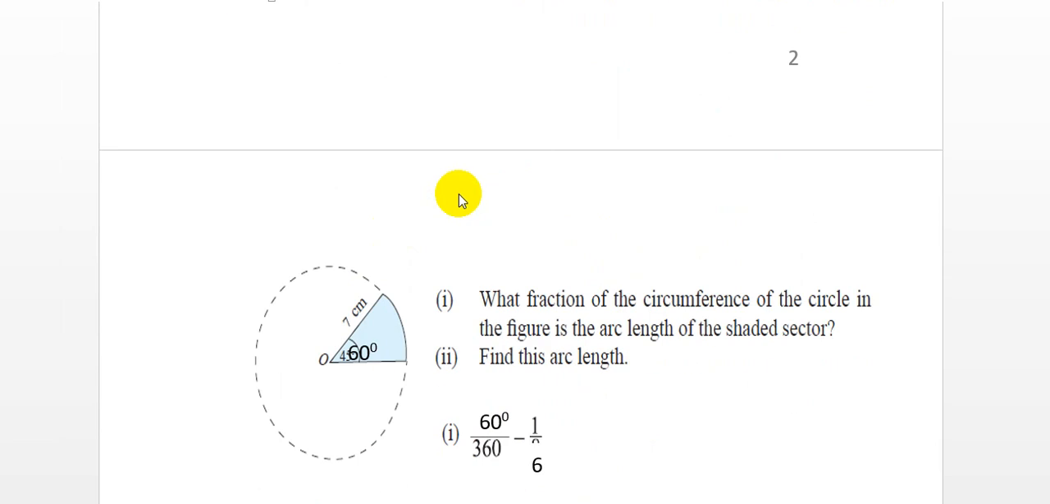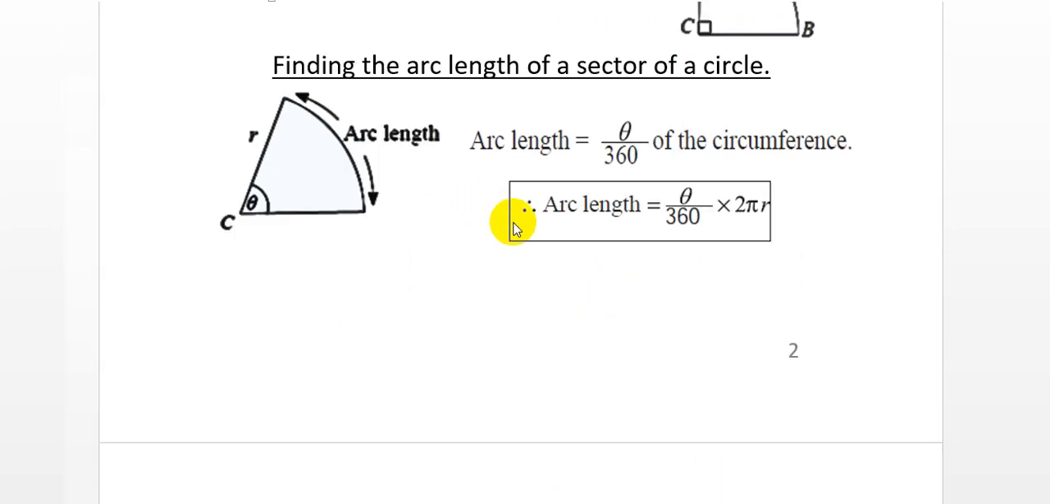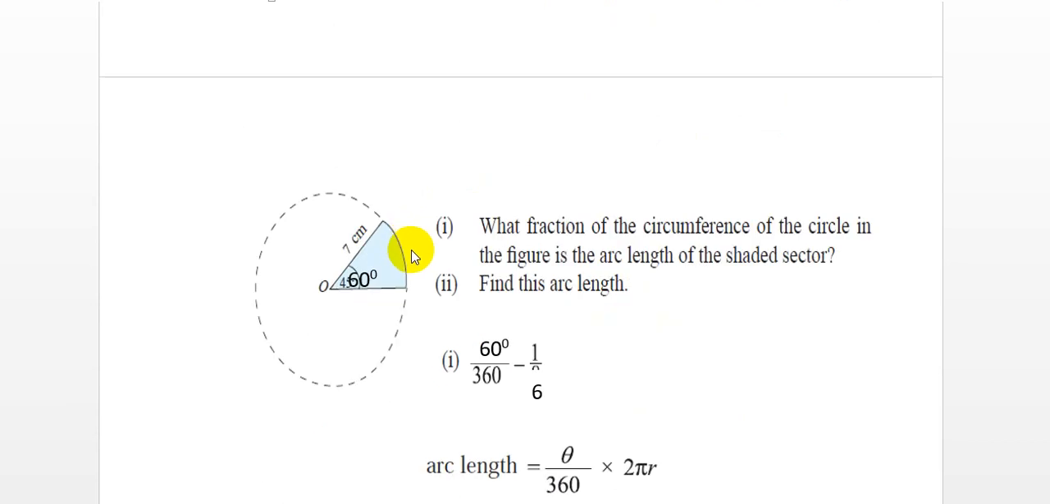So let's look at a simple example and we'll try to understand how to apply this particular equation to find the arc length of a sector of a circle. As you can see in this example, this sector has a magnitude of 60 degrees and the radius of this sector of a circle is 7 centimeter.